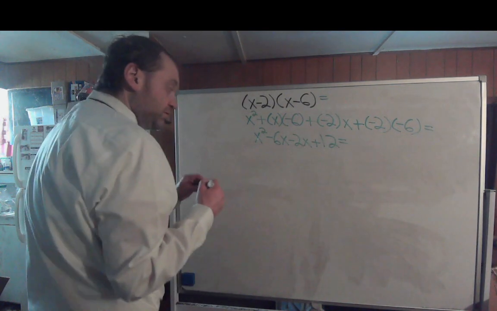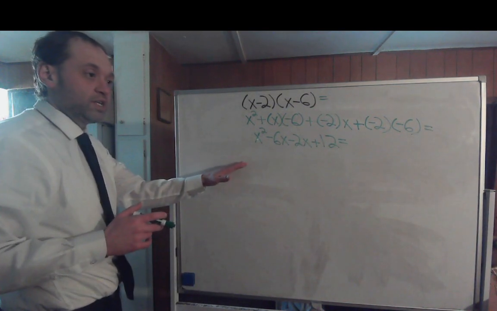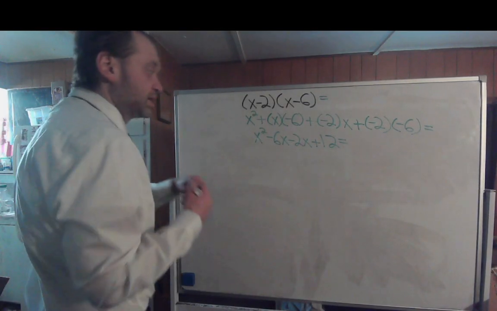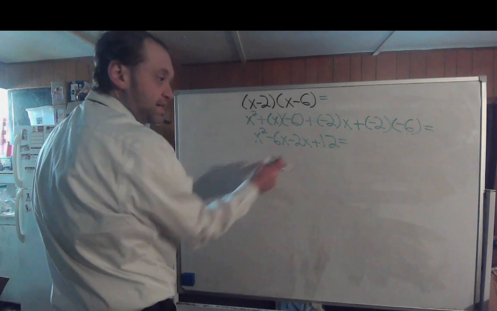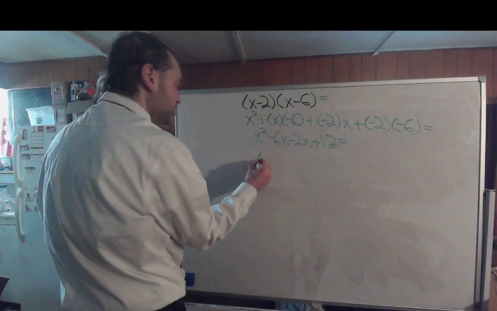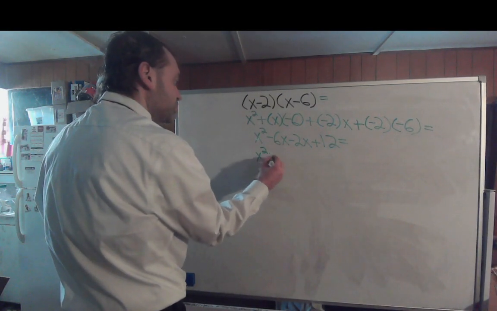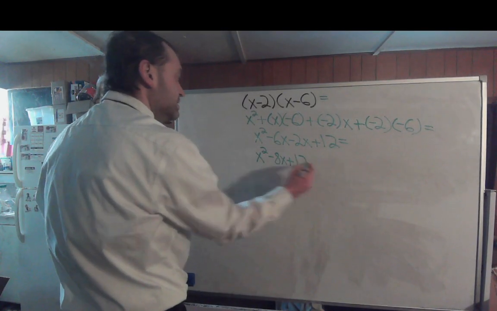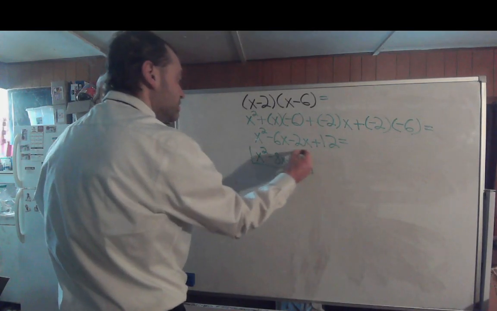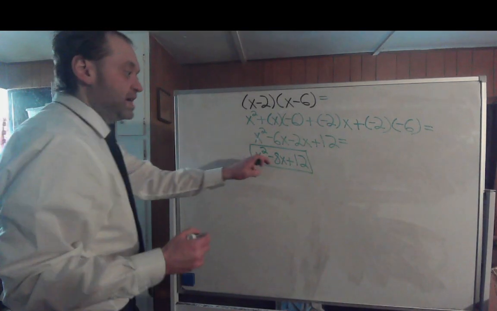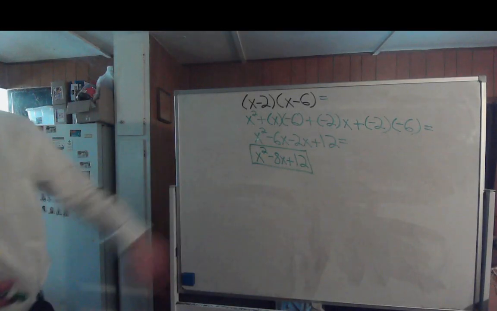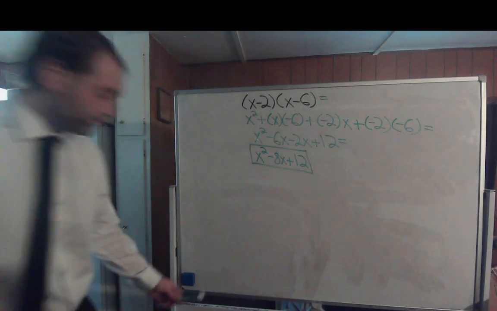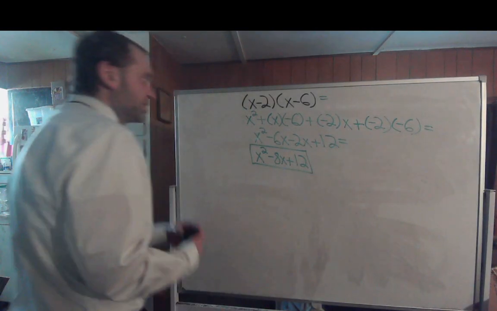Which, when we simplify quadratic equations, you add like terms. You collect the like terms. Well, minus 6x and minus 2x are like terms. So you would have x squared minus 8x plus 12 as your final answer. So this simplifies into x squared minus 8x plus 12. I think I'll write with a different color for the next one.